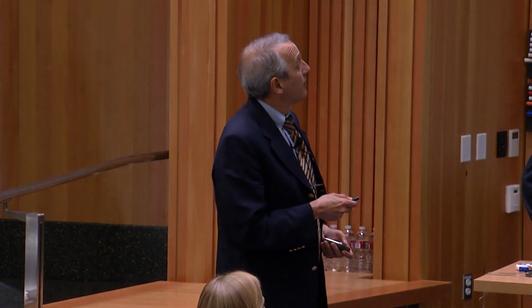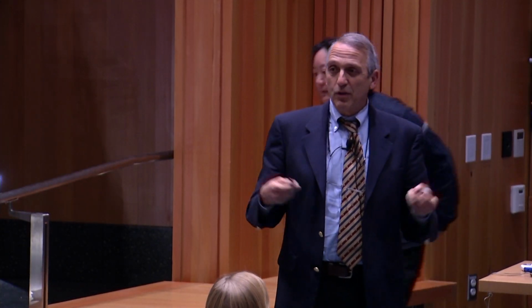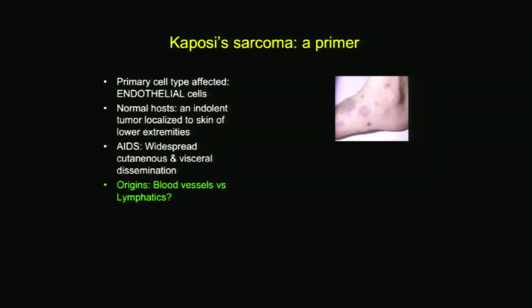But in normal hosts, people with a normal immune system, KS is an indolent process. This is a tumor that people die with but not of. It's largely confined to the skin. For peculiar reasons, it's confined to the skin of the lower extremities. The lesions are highly vascular, so they're even red to the naked eye. And this is what KS looks like in a healthy immunocompetent person, in which it's a relatively rare tumor.